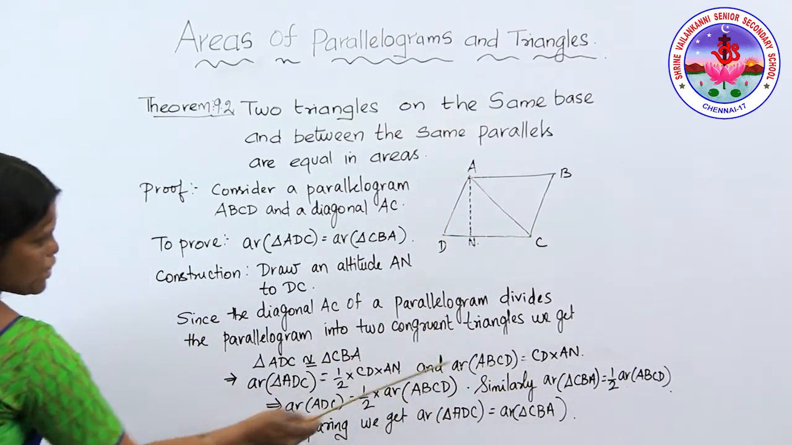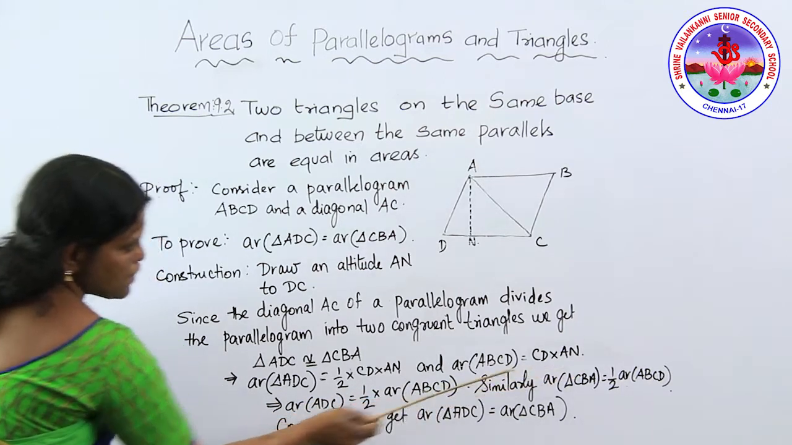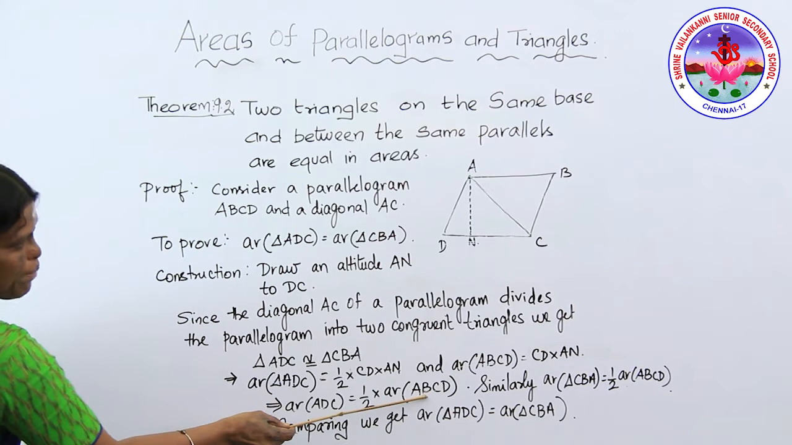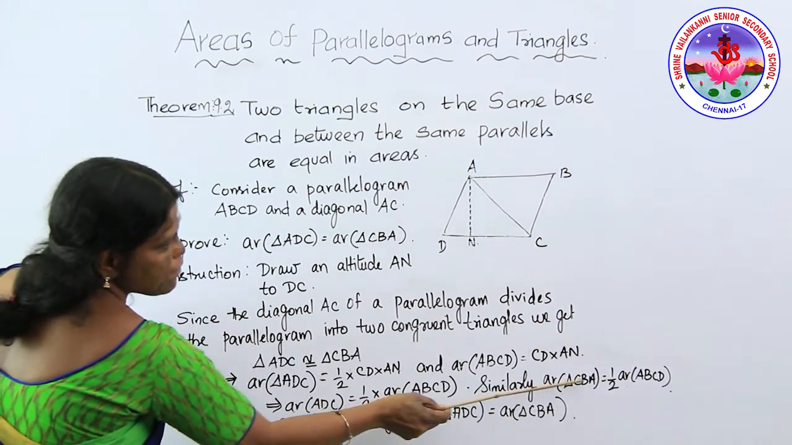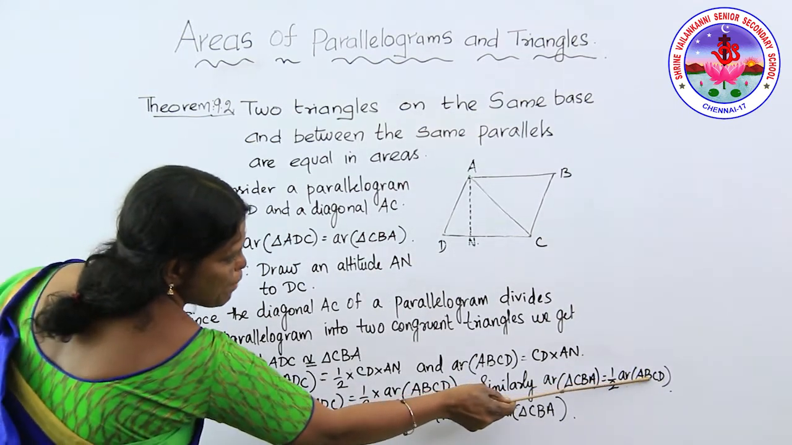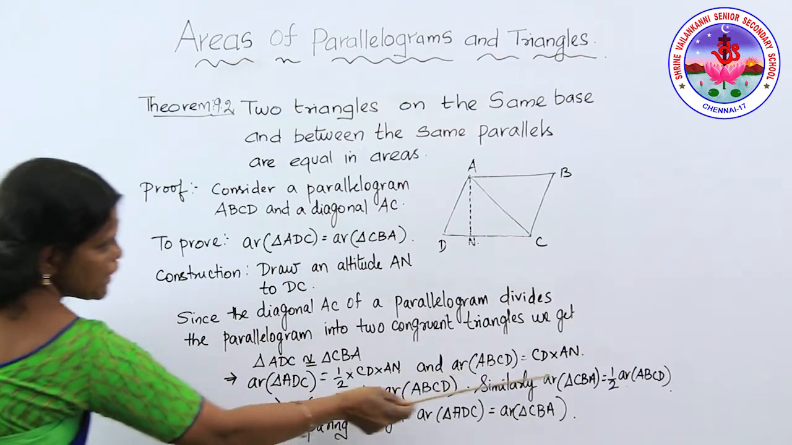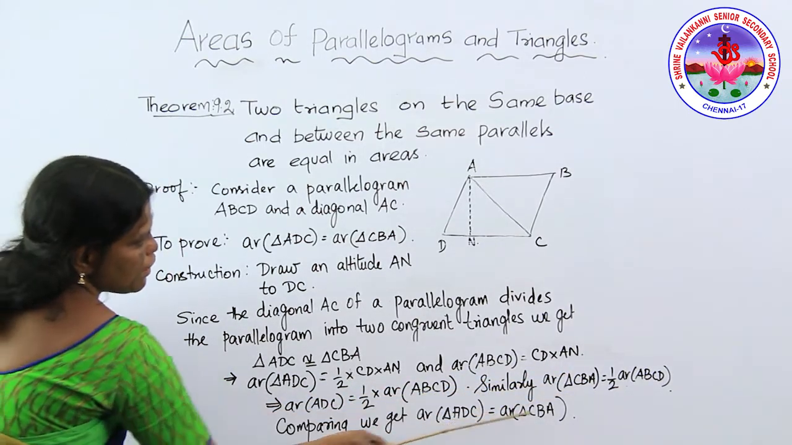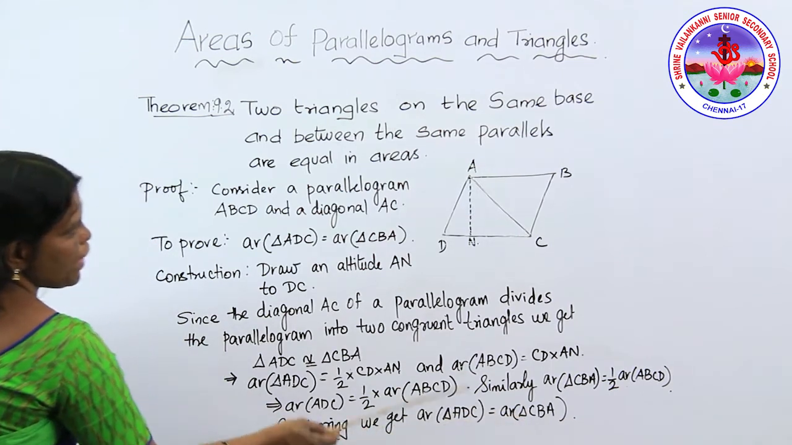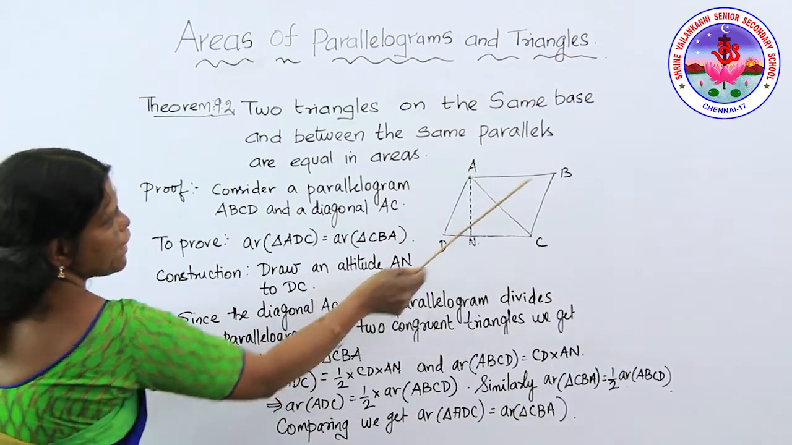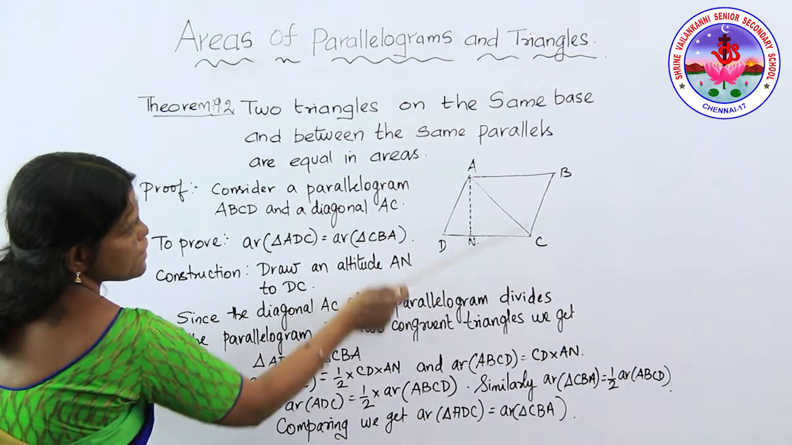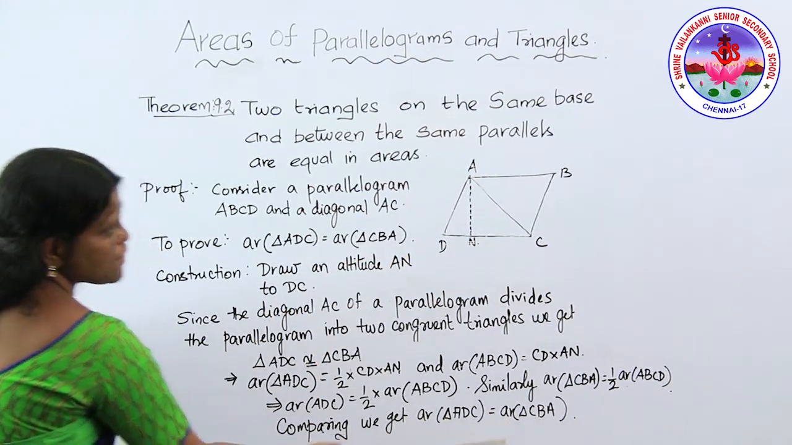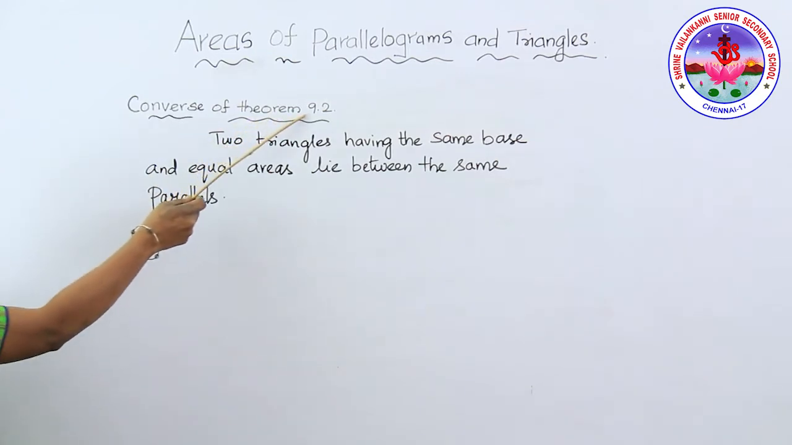When we compare these two cases, I find that area of ADC is equal to half of the parallelogram. Similarly, area of CBA is equal to half of the parallelogram. Comparing both the cases, we find that the areas of both these triangles are equal to each other. So hence I proved that two triangles which are on the same base and between the two parallels are equal in their areas. We see now the converse of theorem 9.2.